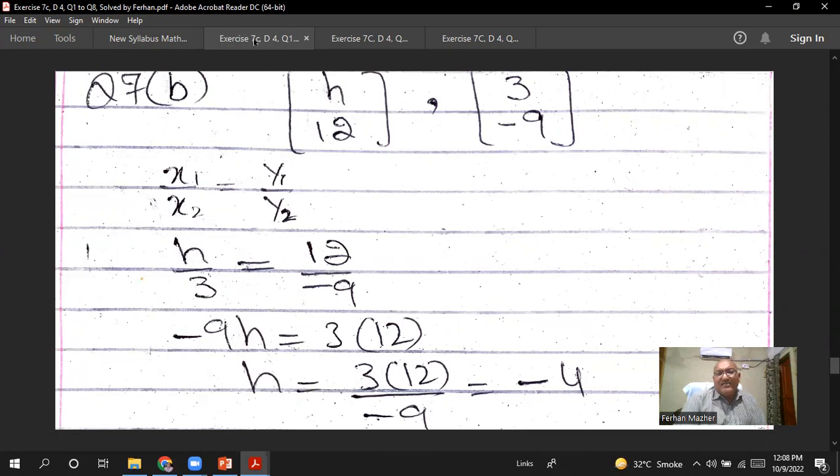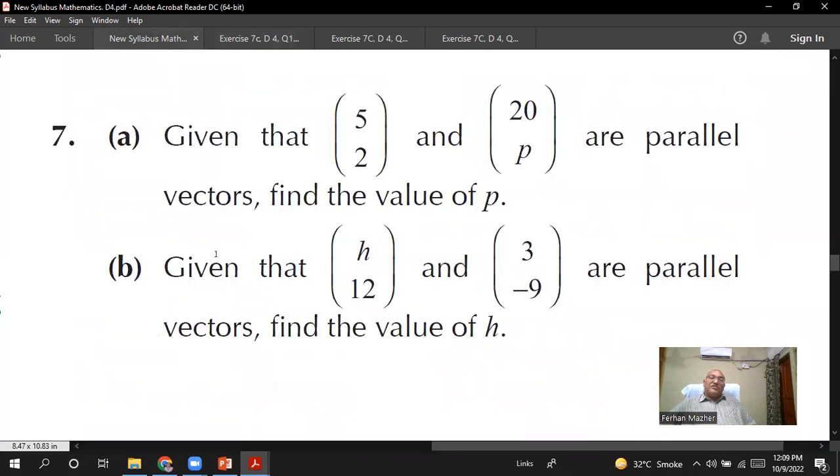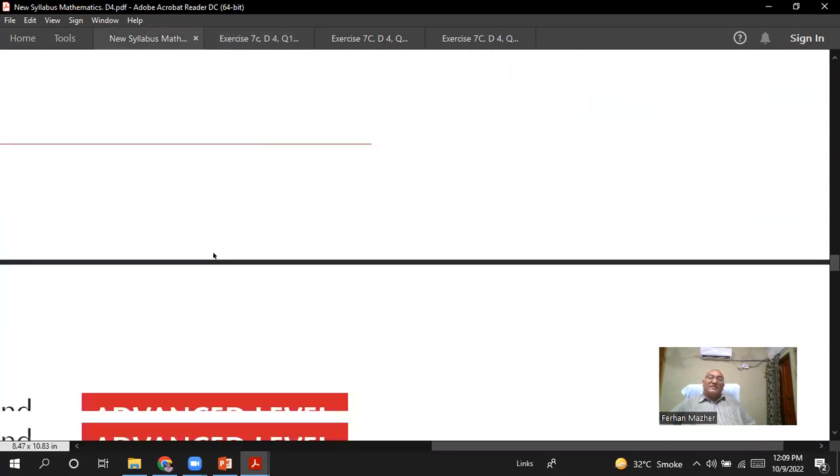When you cross multiply it, the h value is minus 4. So this is how you will find the value of h. These two vectors, it was given that they are parallel. You don't have to prove they were parallel. So okay, that is how you do question number 7.